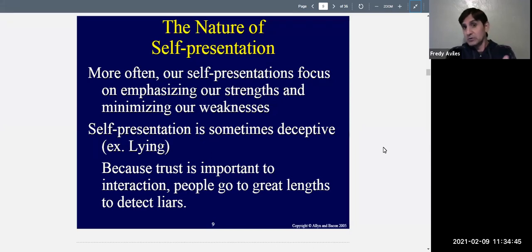So because people do this, because they self-present, okay, and they want to emphasize their strengths and kind of ignore their weaknesses, a lot of people might be lying, okay? Self-presentation is sometimes just deceptive. People are sometimes just lying, telling you, just agreeing with you on certain things so you'll like them.